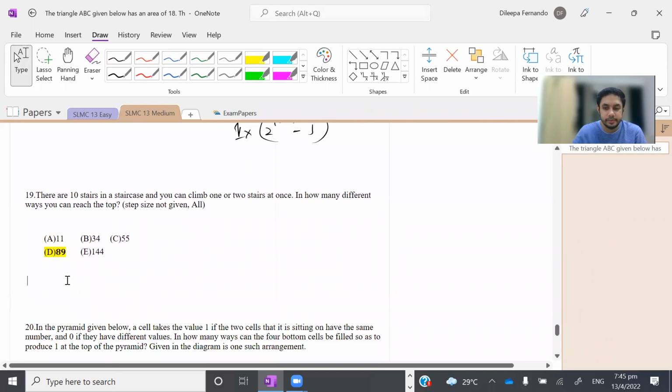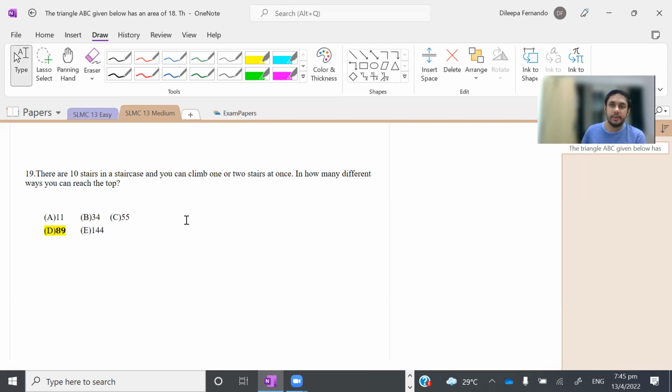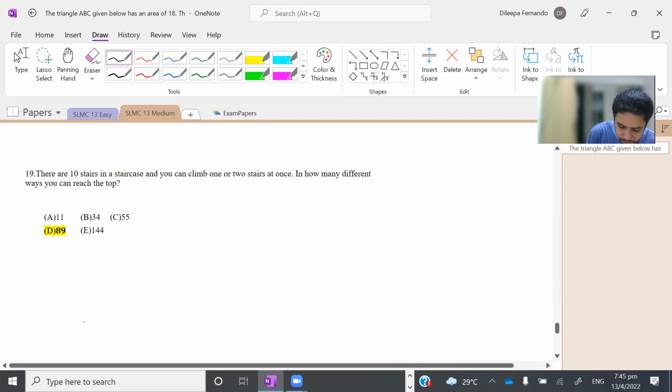On the next question, there are 10 stairs in a staircase. You can climb one or two stairs at once. In how many different ways can you reach the top? Okay, so there are several ways to do it, but if you are going to use brute force to count, this would take a long time. Instead, you need to find a method.